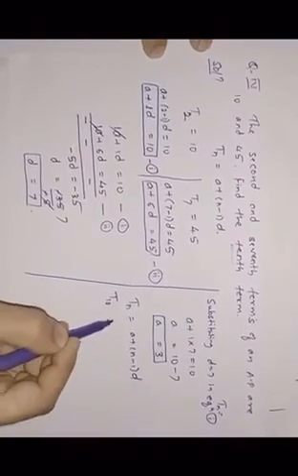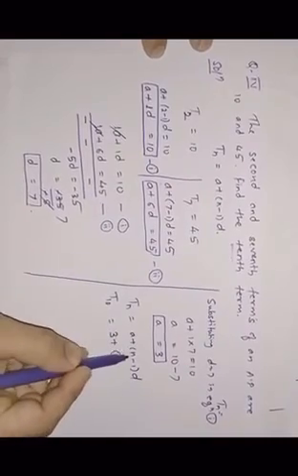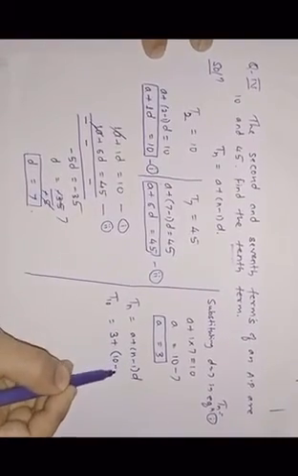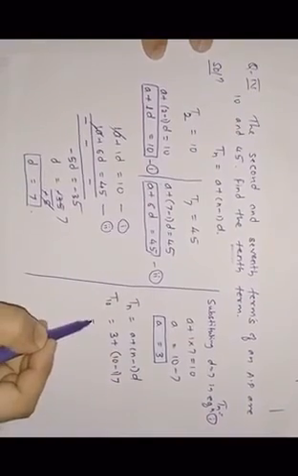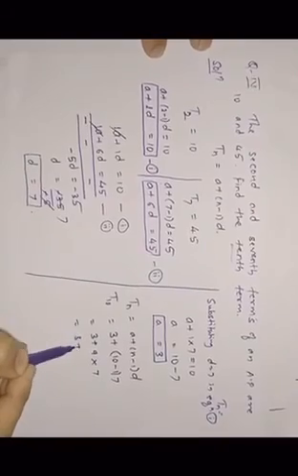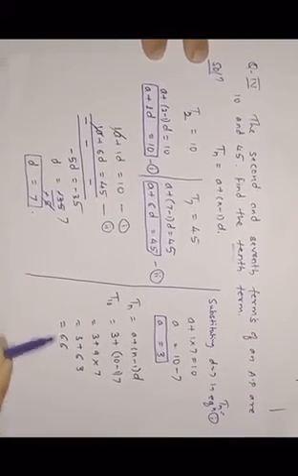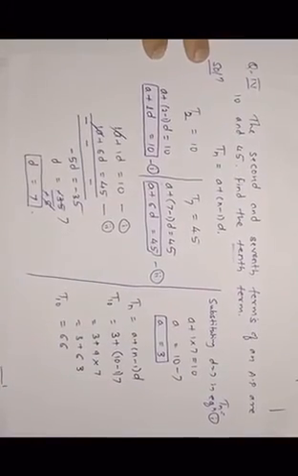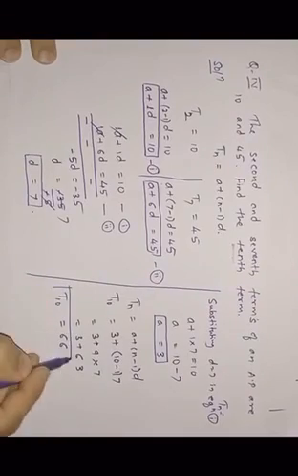So T10 is equal to A. What is A? 3. What is n? 10, minus 1. What is D? We have calculated 7. So that is 3 plus 9 into 7. That is equal to 3 plus 63. Answer is 66. So T10 is equal to 66. So the 10th term is 66. This is what they asked.